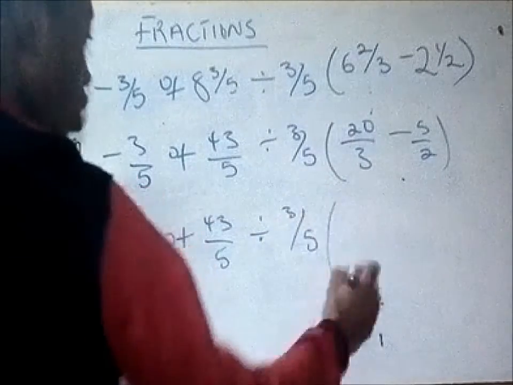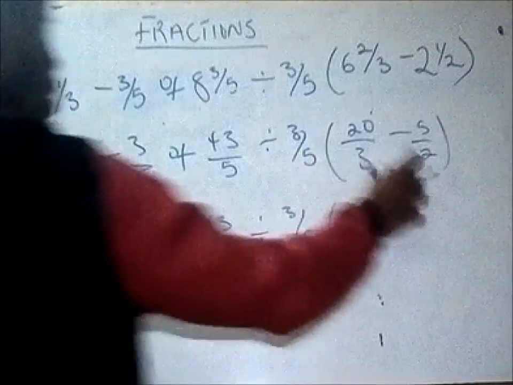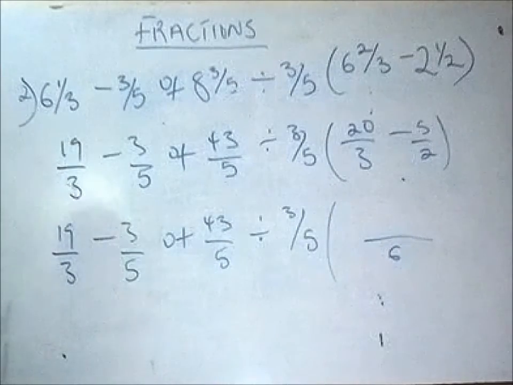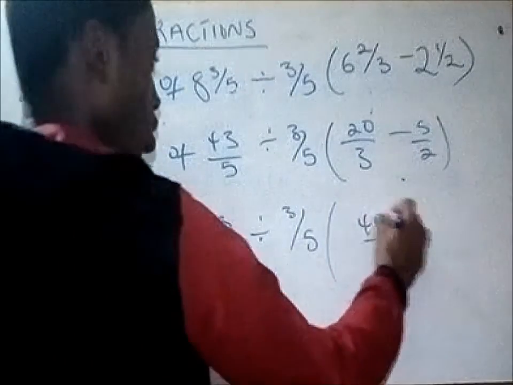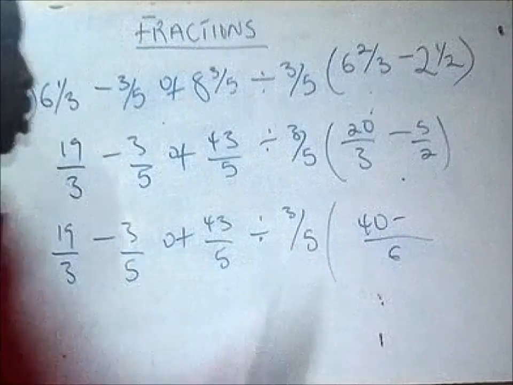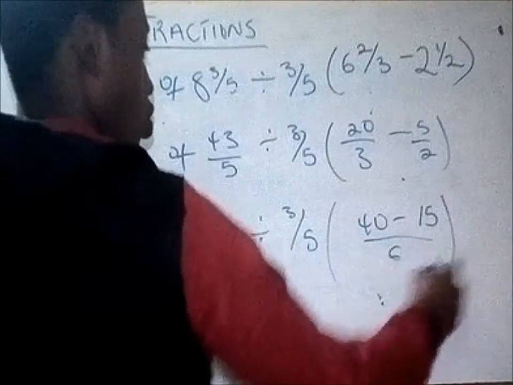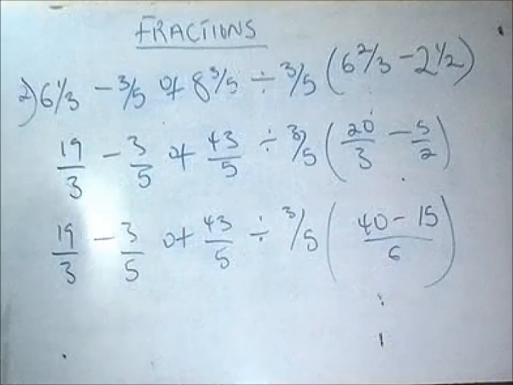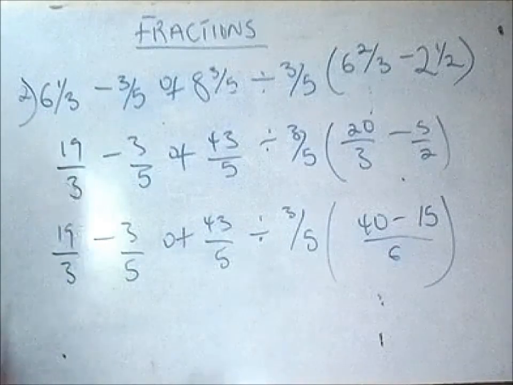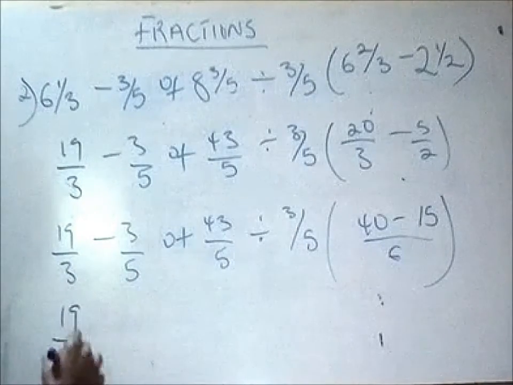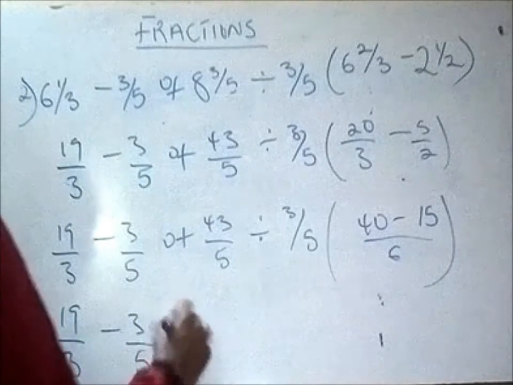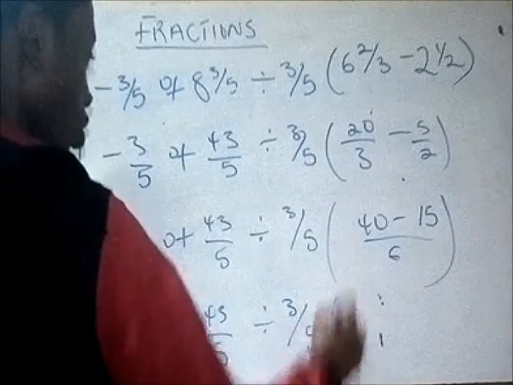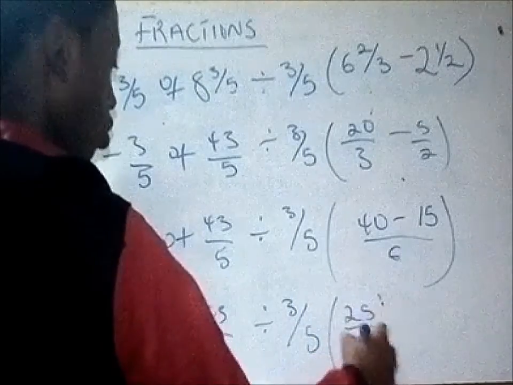I just want to bring it out so that you see that I'm not missing any step. So we have the LCM of this here is 6. So this into this is actually 2 times 20, which is 40, minus this into this is 3 times 5, which is 15. So here we're having 40 minus 15, we're having 25. So we're having 25/6. So if we bring everything out, 19/3 minus 3/5 of 43/5 divided by 3/5, all in bracket 25/6.